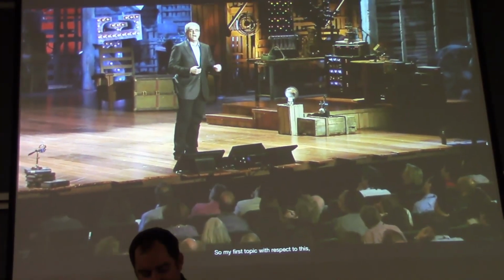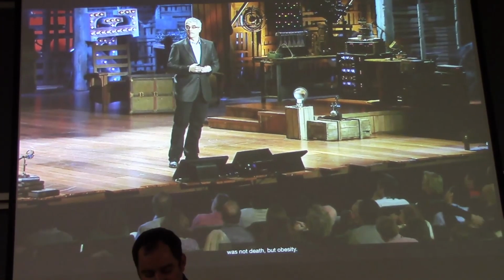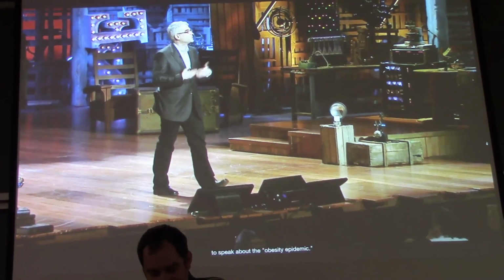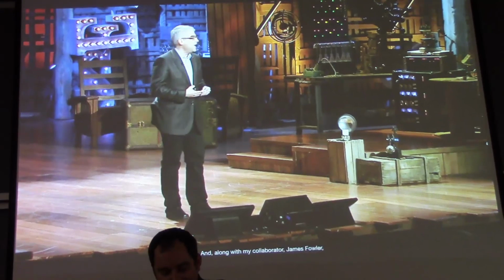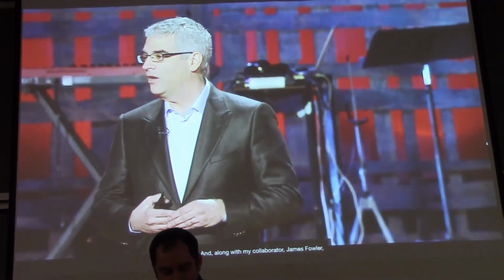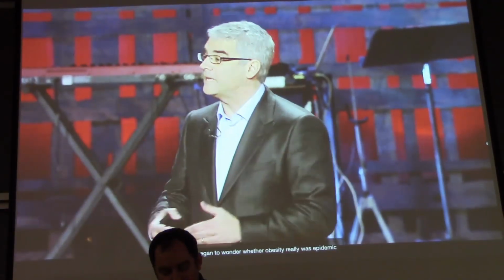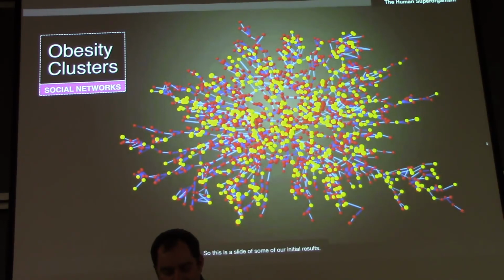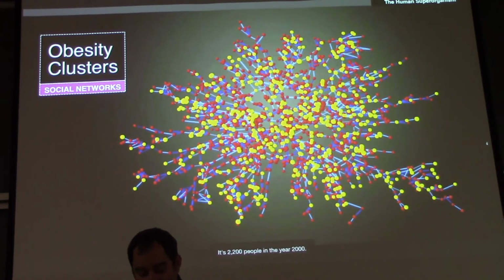And so my first topic with respect to this was not death, but obesity. And it had become trendy to speak about the obesity epidemic. And along with my collaborator, James Fowler, we began to wonder whether obesity really was epidemic, and could it spread from person to person, like the four people I discussed earlier. So this is a slide of some of our initial results. It's 2,200 people in the year 2000. Every dot is a person. We make the dot size proportional to people's body size. So bigger dots are bigger people.